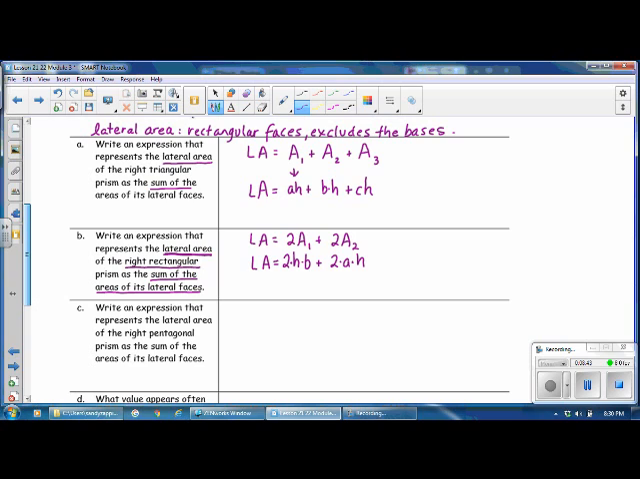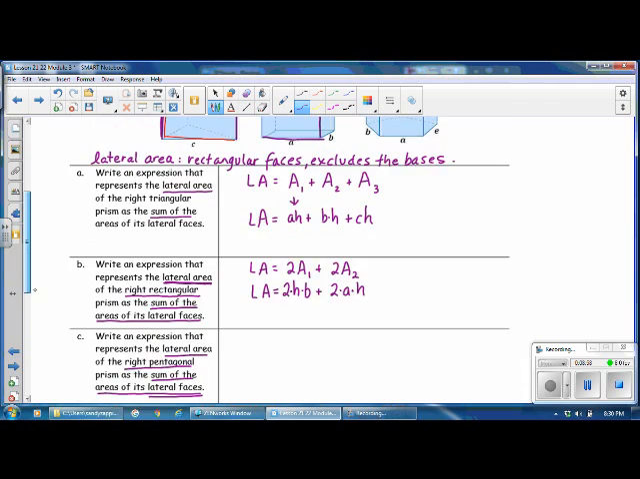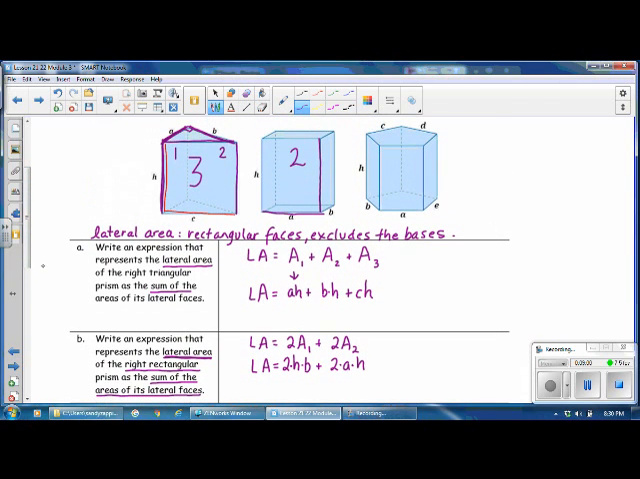Next, write an expression that represents the lateral area of the right pentagonal prism as the sum of the areas of its lateral faces. The lateral faces are the faces that exclude the bases. This is a right pentagonal prism, and it is called a pentagonal prism because the shape of the base is a pentagon. And we'll notice that each of these sides is a different length because they're a different variable. So this one, side A, has a different length than side E.